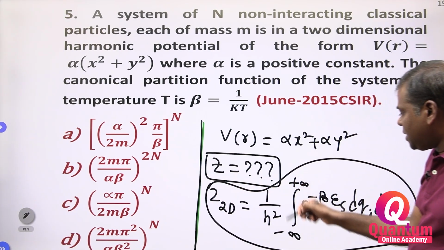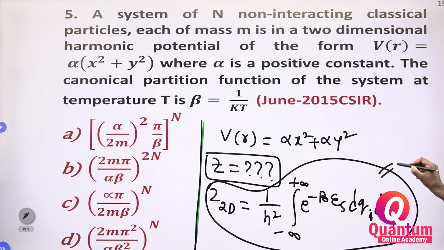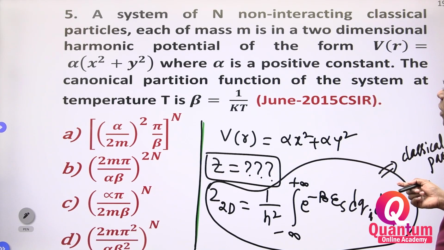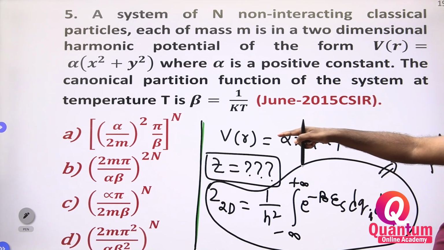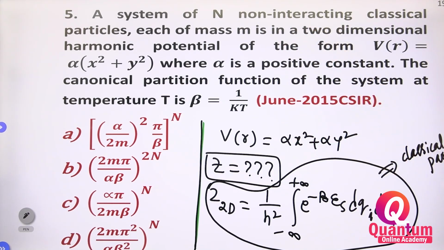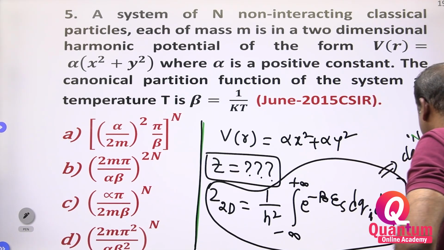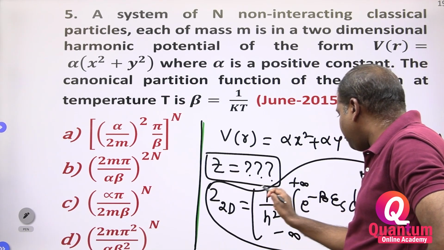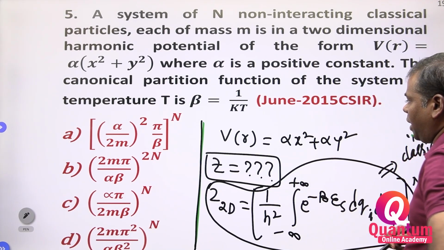If it is three-dimensional, it is a classical particle. It is not quantum. If n number of particles are there, what will happen? We have to see. N non-interacting particles, these are n classical particles. The whole thing will come to the power of n. After some time, I will explain. If it is n number of particles, you have to get the whole to the power of n.